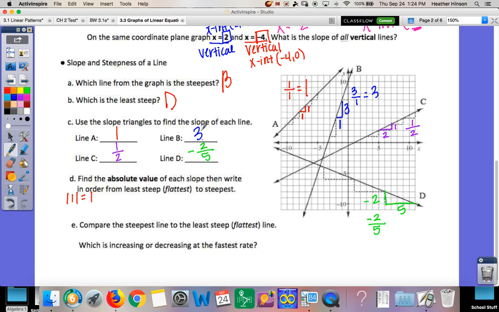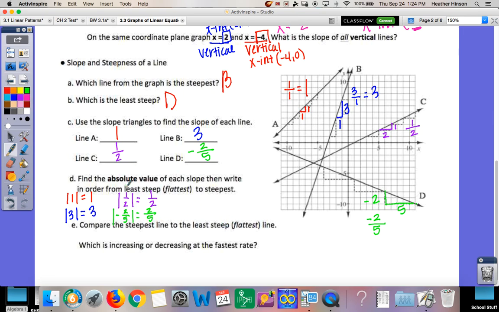Okay, for B, what's the absolute value of 3? The positive version of 3 is just 3. It's already positive. For C, what's the positive version of 1/2? Well, it's already positive, so just 1/2. And for D, what's the positive version, the absolute value, of negative 2 over 5? Well, the positive of negative 2 over 5 is just 2 over 5, no negative.